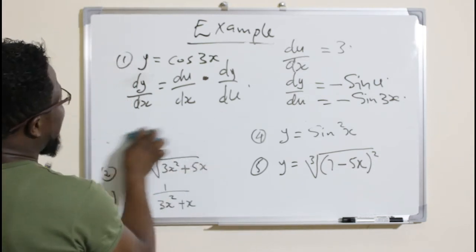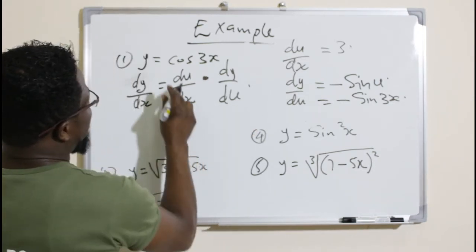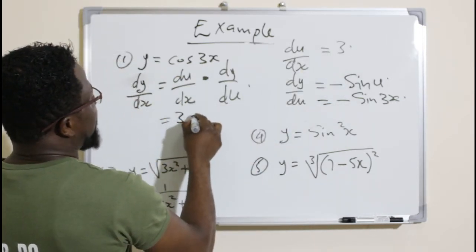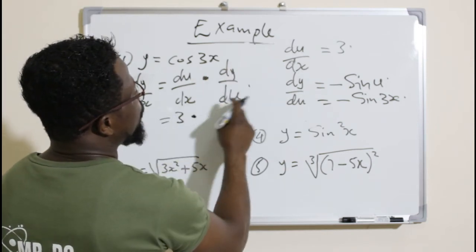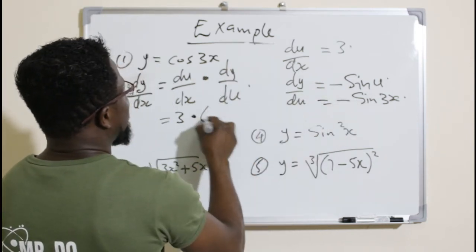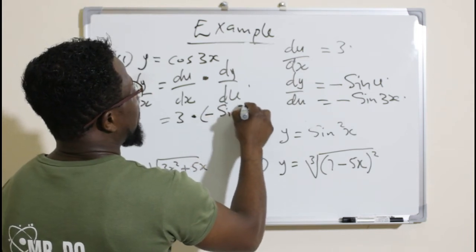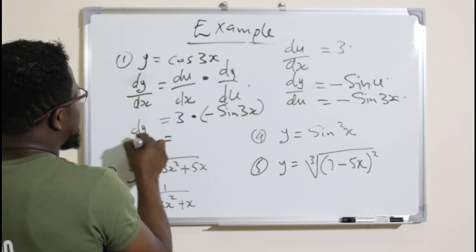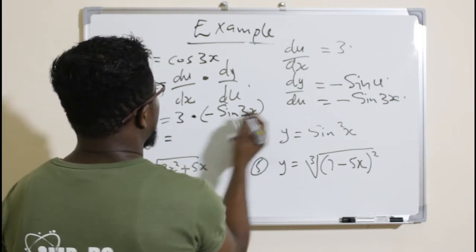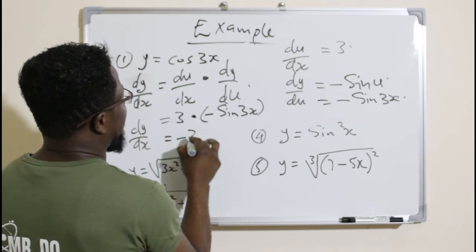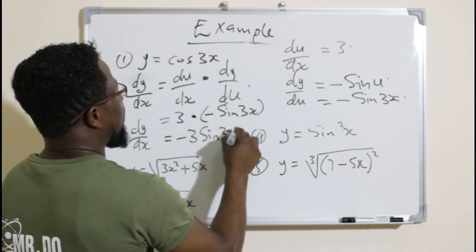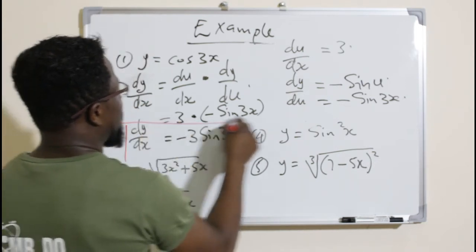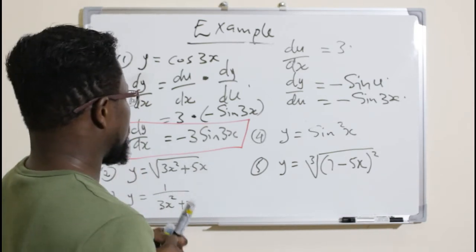If I substitute that, remember that my du/dx is what? It is 3. So that is 3 multiplied by what? The dy/du, and the dy/du is now negative sine 3x. And what is going to be my final answer? dy/dx is finally going to give me, if I multiply this, negative 3 sine 3x. And that is the derivative of the function that we were given. So this becomes our answer.